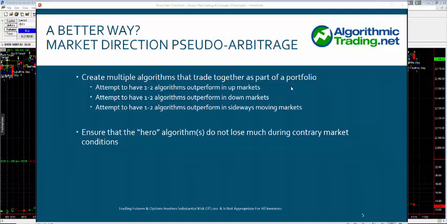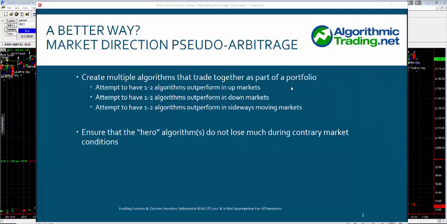We attempt to have 1 to 2 algorithms outperform in up markets, 1 to 2 that would outperform in down markets, and then 1 to 2 that would outperform in a sideways moving market. The key and the real R&D effort when you do this kind of technique is trying to make sure that these hero algorithms don't lose too much in contrary market conditions. Either they go on the sideline, or they take small stops, or even potentially have small gains.